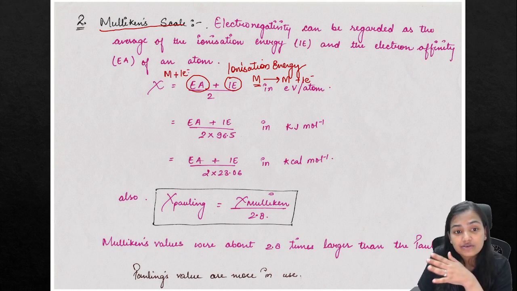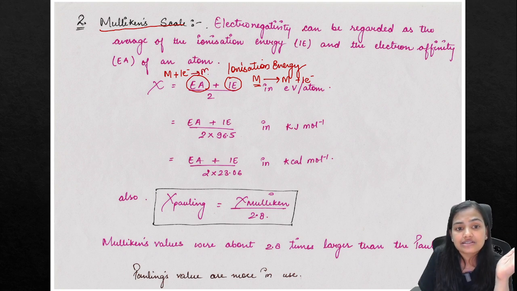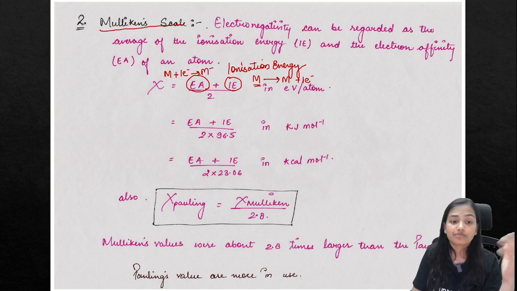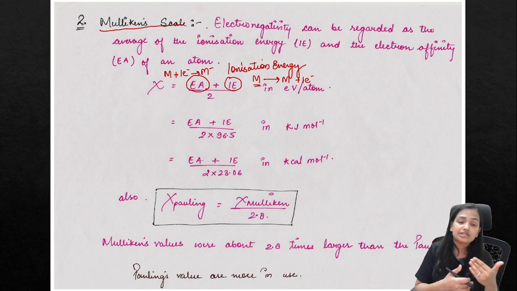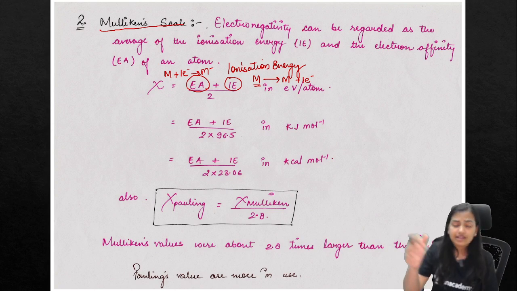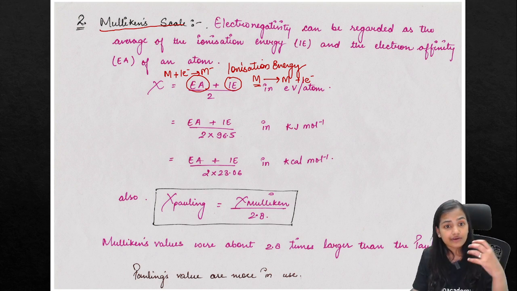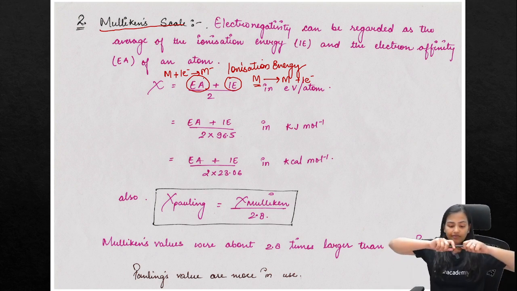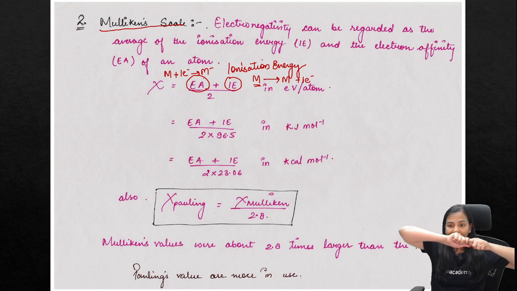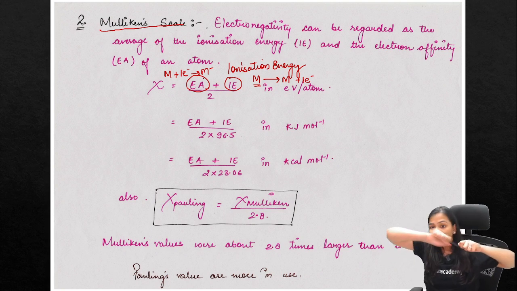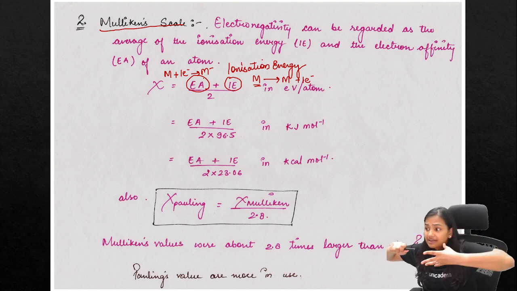If this electron can be gained by any species, then it can become M negative. That is, whatever the change in internal energy when there is a gain of an electron in an isolated gaseous atom is the electron affinity. So what is happening when we are talking about electronegativity? One is pulling the electron. If one is pulling the electron, the other is giving the electron, no?